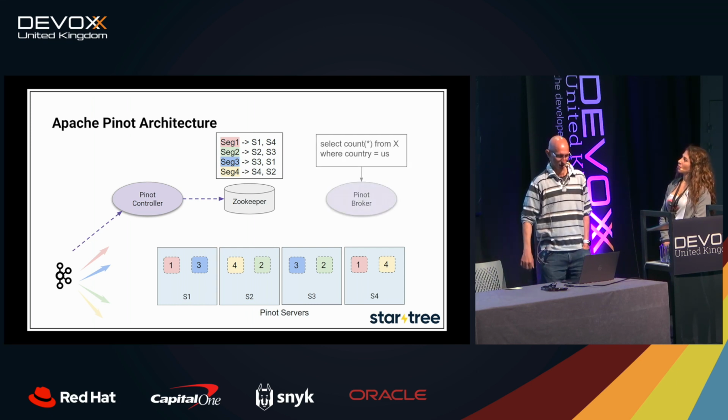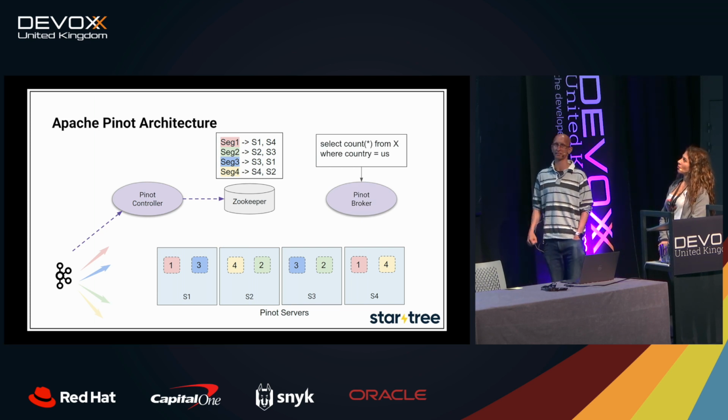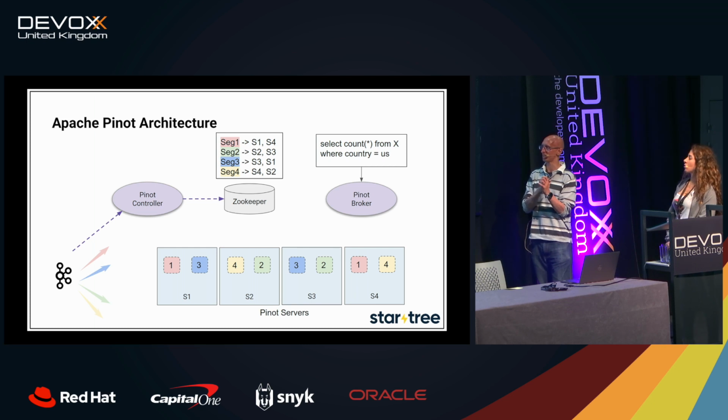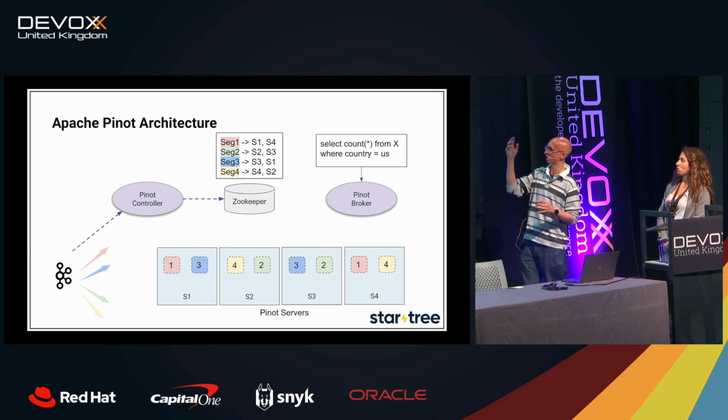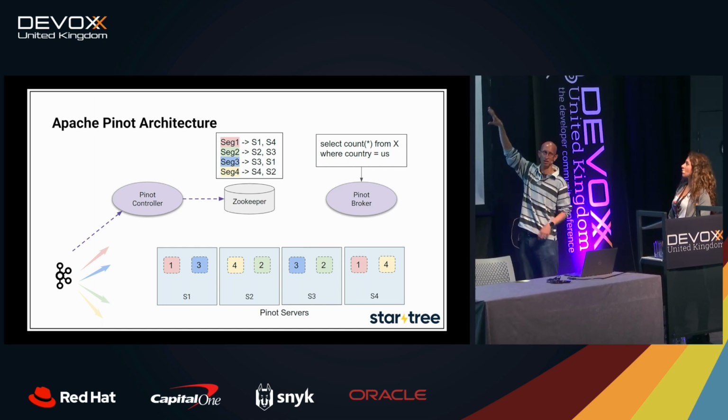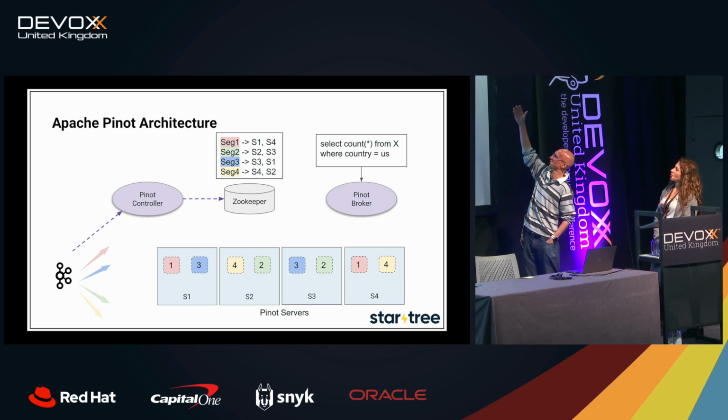And then the other component that we have is called a broker. So we've got 3 things: the controller, the broker, and the server. The controller manages the cluster and the metadata. If you try to add a new segment, it takes care of that. The server serves the queries, and the broker is where the query comes from.